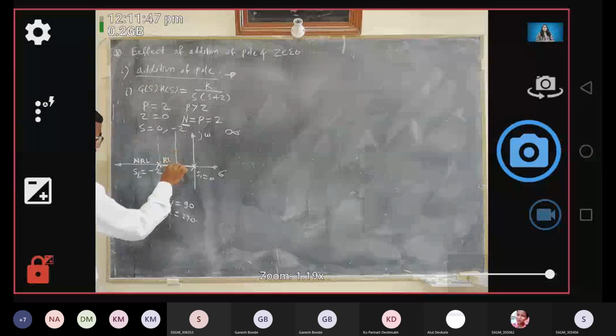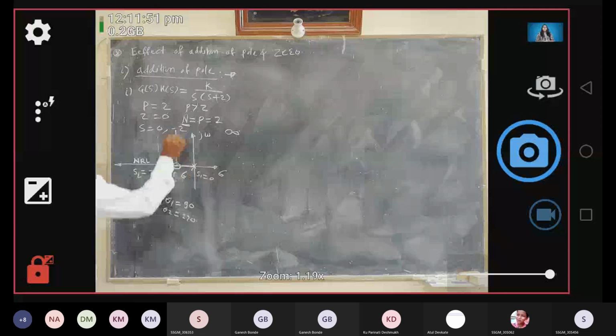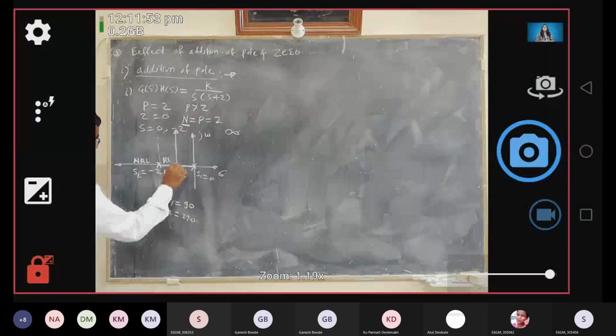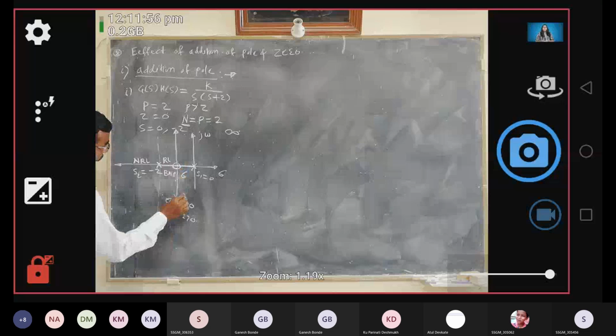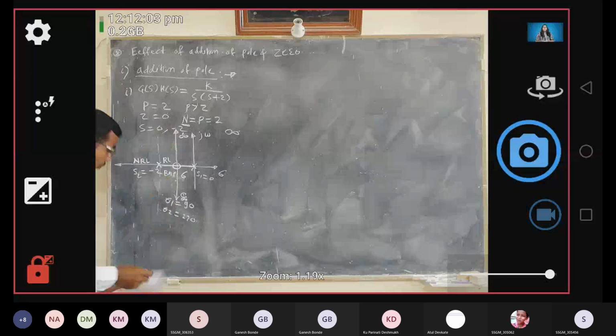So one asymptote is along, let's say this is centroid sigma, so this is my first asymptote. This will be the second asymptote, and let's say this will be my virtual infinity point. Okay, this will be the second virtual infinity point. So your root locus may start at k equal to 0 at this pole.